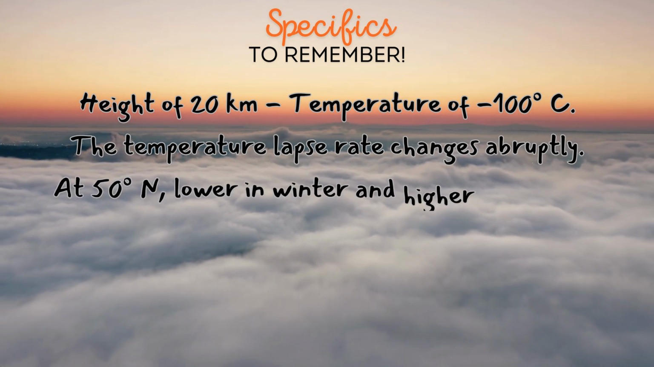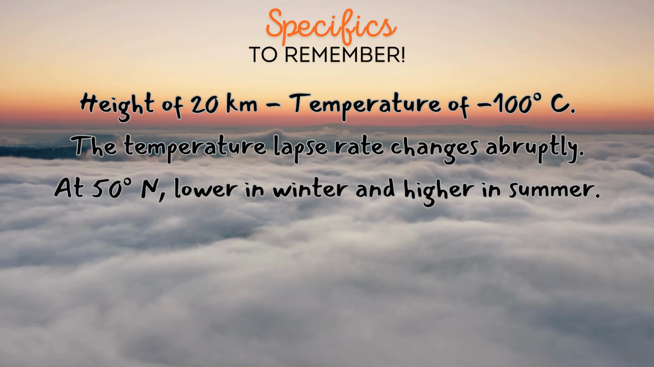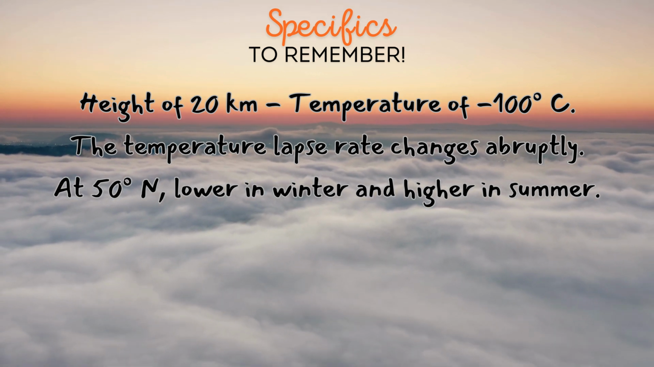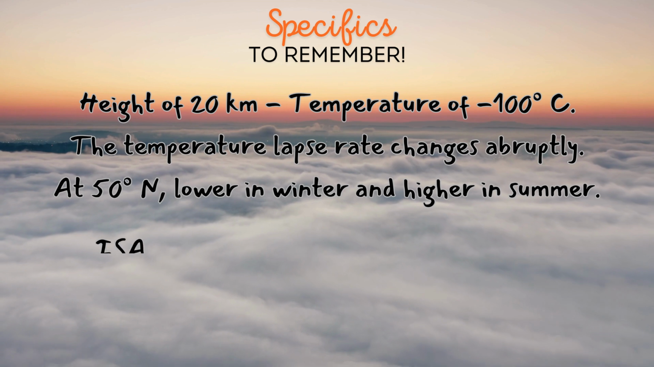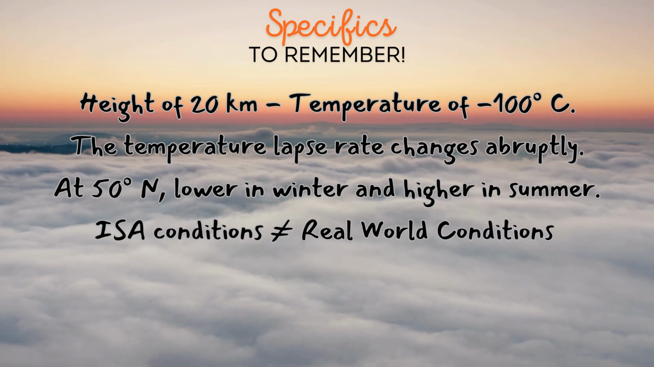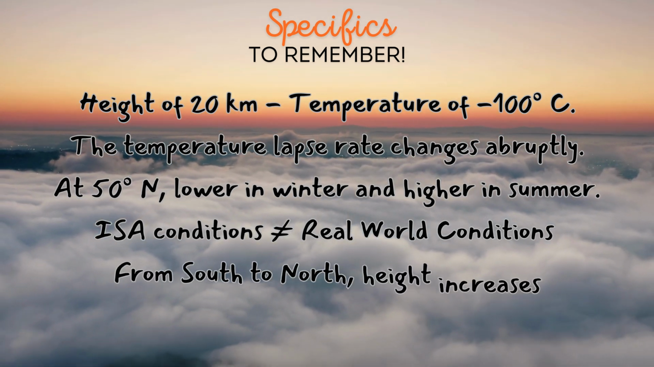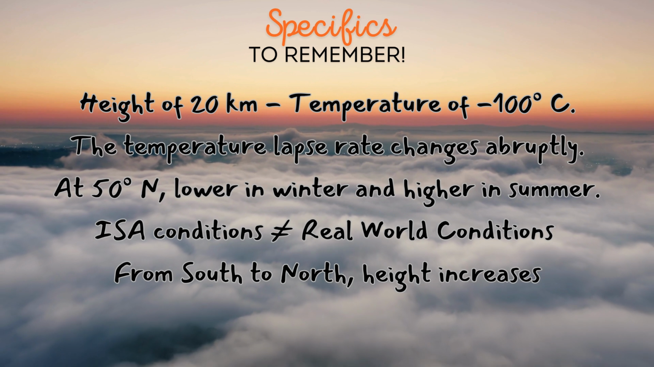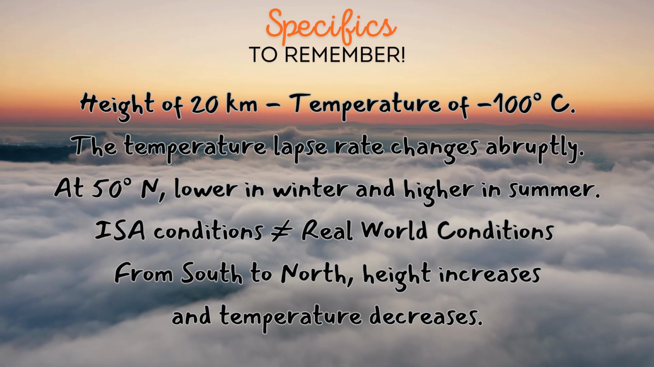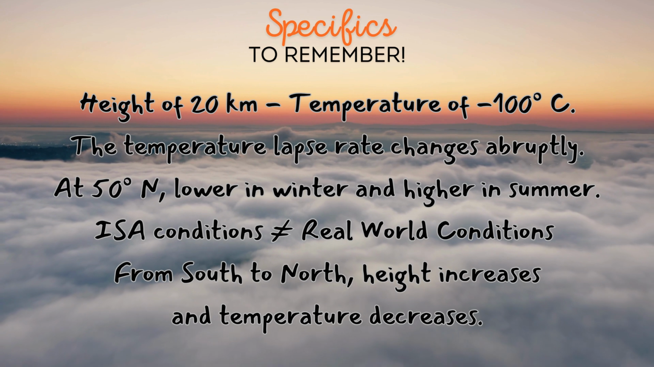In the northern hemisphere, the height of the tropopause decreases from south to north. For instance, the tropopause at 50 degrees north is lower in winter and higher in summer. While the ISA assumes a tropopause height of 11 kilometers everywhere, real-world conditions tell a different story. The altitude of the tropopause decreases, and its temperature increases as we move from the equator to the poles. Consequently, the tropopause is lower over the North Pole than over the equator.